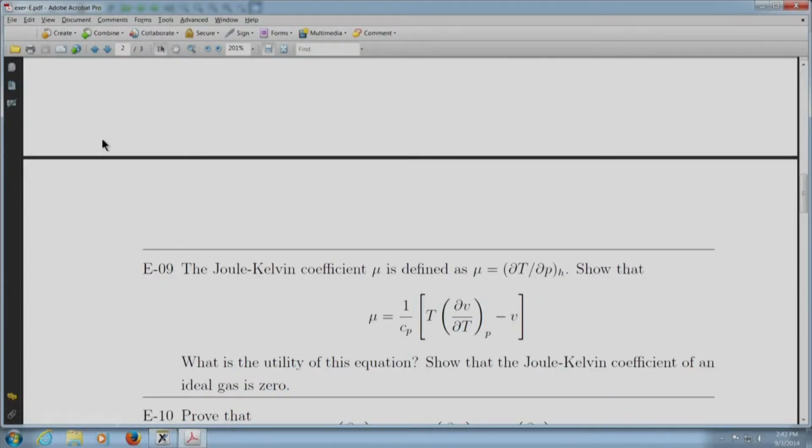We are now going to look at exercise E09. Here we have to obtain an expression for a relation between T, P and H, the partial of temperature with respect to pressure at constant H. This partial derivative is known as the Joule-Kelvin coefficient.